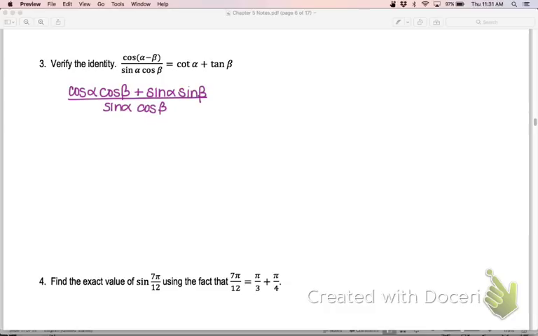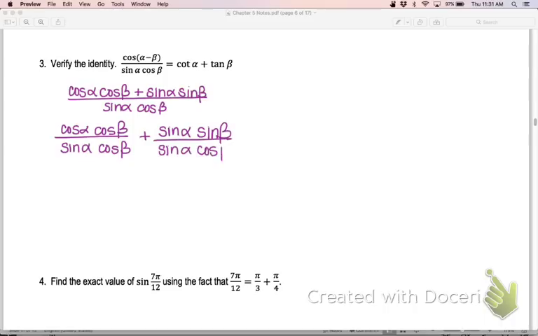And now there's no GCF to factor out, and I can't start canceling anything because this is all connected together. We can only cancel factors, and I don't have any factors. So really our only option at this point is to break our fraction apart. So let's split this up to be cosine alpha cosine beta over sine alpha cosine beta plus the sine of alpha and the sine of beta divided by sine alpha cosine beta.